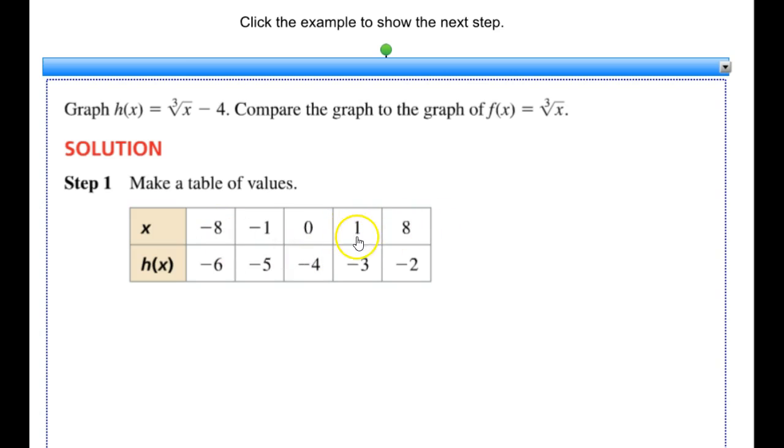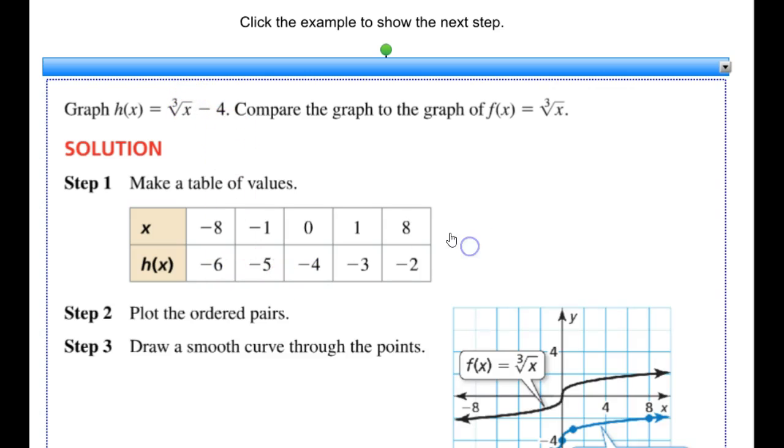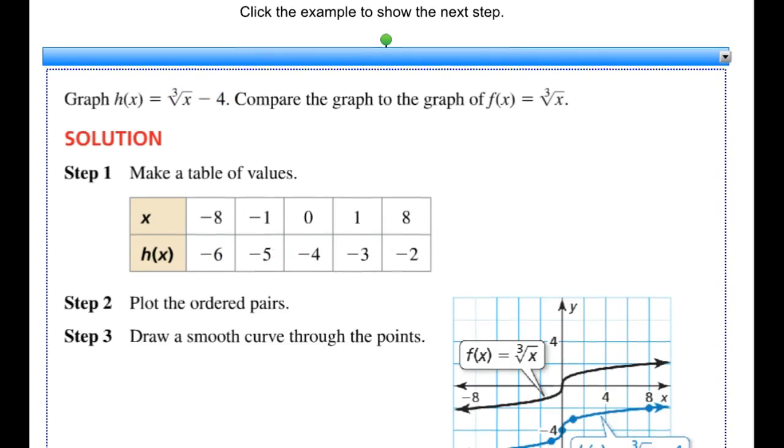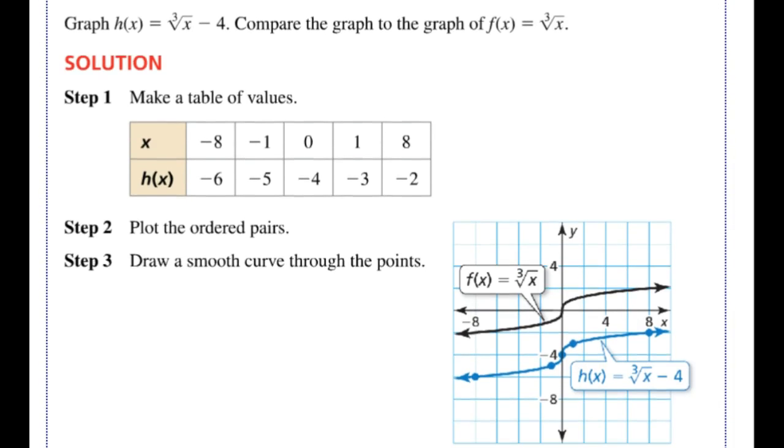Because I know the cube root of 1 is 1, and the cube root of 8 is 2. So now that I have this table of values, I can go ahead and plug those into my equation and find my y values. Then I go ahead and plot those ordered pairs. Okay, then I draw my line through that curve, and we see our new graph.